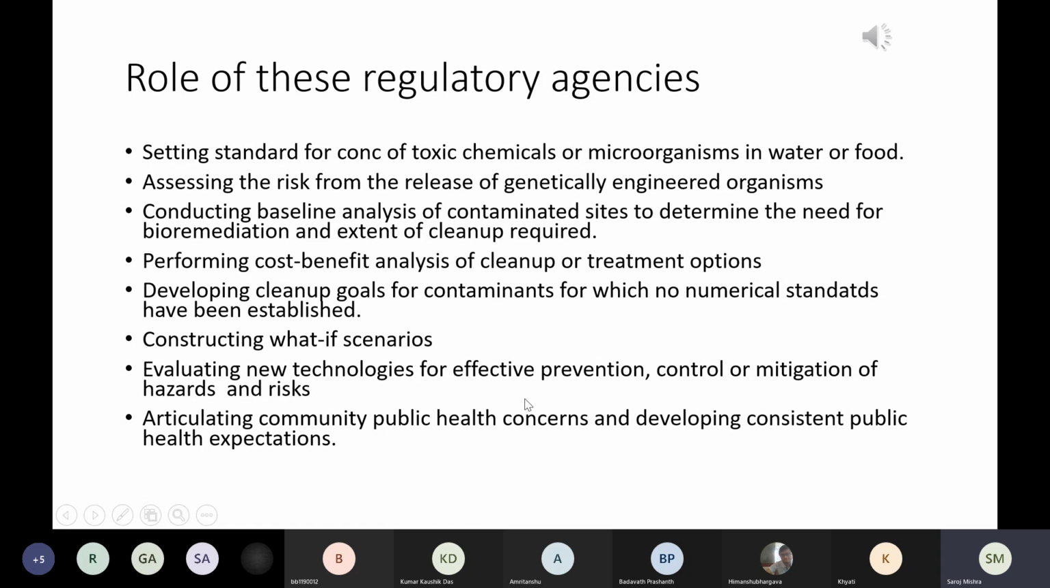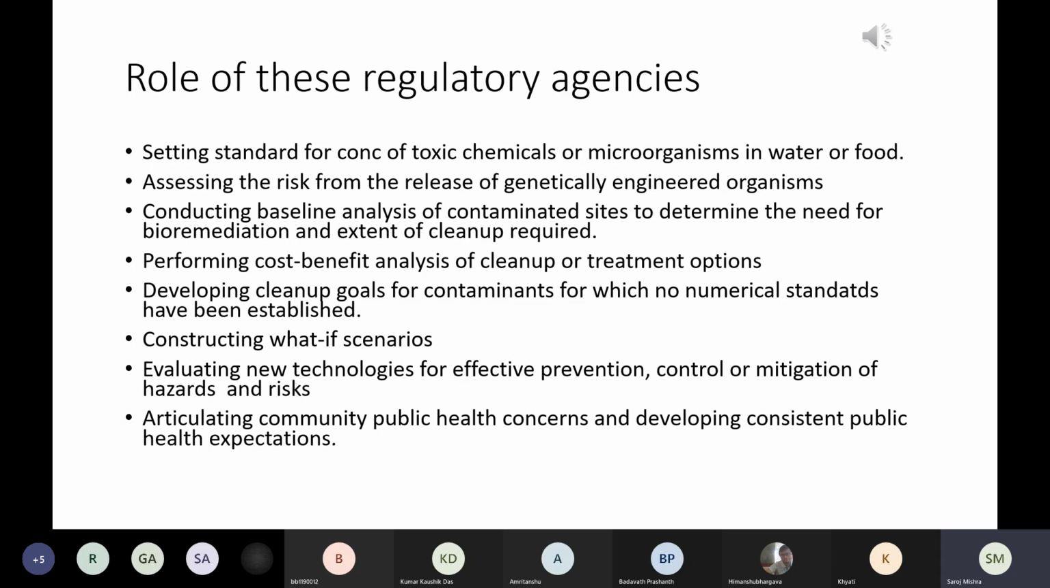All right. So now, although very briefly I told you what the regulatory agencies do, based on the science, the management, and the risk assessment, the role of these regulatory agencies is listed down here. They will set a standard for the concentration of toxic chemicals or microorganisms in water and food, that this is something which is acceptable and this is something which is not acceptable. They also assess the risk from the release of genetically engineered organisms, because today a lot of recombinant DNA work is being carried out, and that poses a threat to the environment.